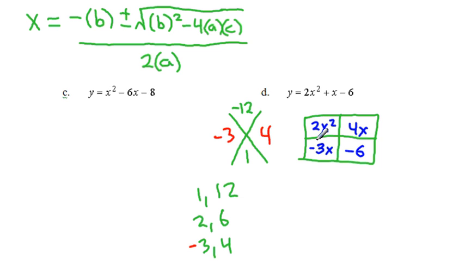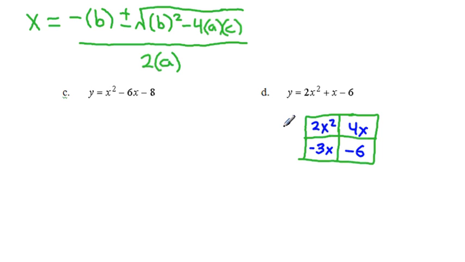And from here, to get 2x squared, it has to be 2x times x. But check this out, you can't put the 2x on this side because 2x times something equals negative 3x. That's not going to work out. The 2x has to go on the left-hand side. Oh man, give me a sec.